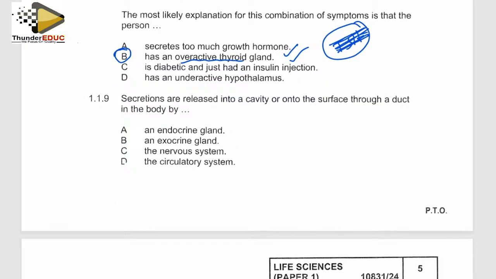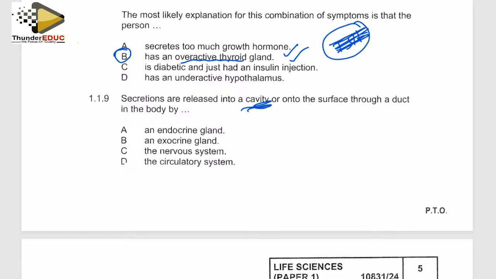Secretions are released into a cavity, meaning a hole or space, or onto the surface through a duct in the body. So how do we call that secretion? Yesterday I told you that you need to know what is endocrine and what is exocrine. Endocrine glands secrete substances, these hormones, into the bloodstream.